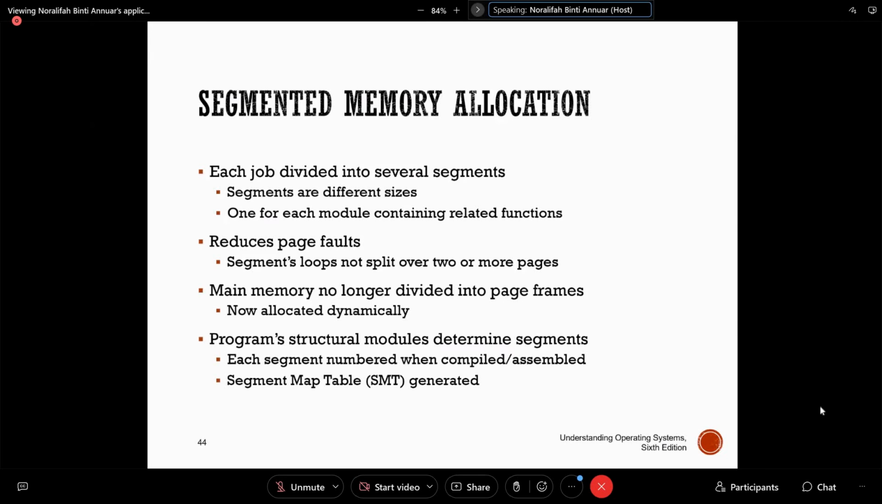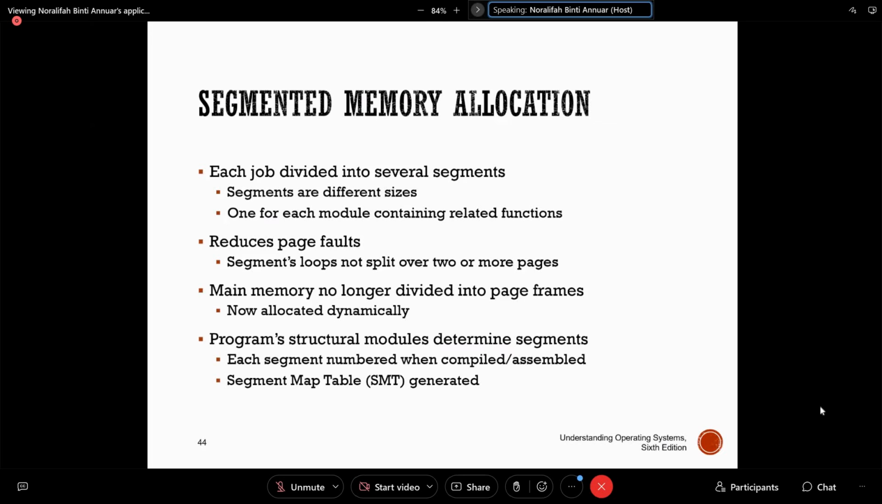Main memory no longer divided into page frame. So main memory tak ada divided into a page frame. Now allocated dynamically. So tadi ingatlah page frame size sama dengan page size. Dia kena sama. Kalau page size awak 100, page frame awak pun 100. Kalau you use segmented memory allocation, so you can allocate them dynamically. Ingat tak dynamic partition? This is the same similar concept.